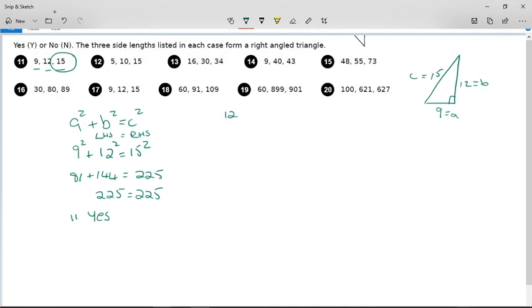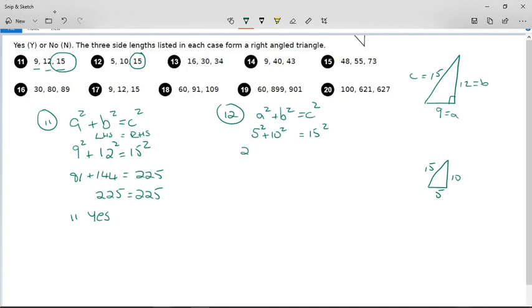So this is number 11. If we look at number 12, it says do exactly the same thing. You've got three sides. This 15 must be the hypotenuse because it's the longest. So you draw your right angle triangle and you say your sides are 5, 10, and 15. And you state Pythagoras' theorem, a squared plus b squared equals c squared. And then you say 5 squared plus 10 squared equals 15 squared.